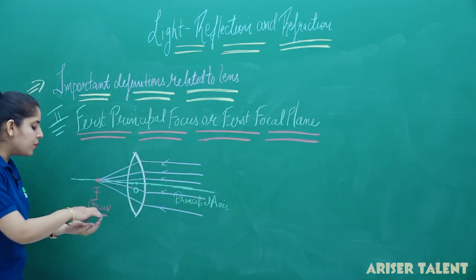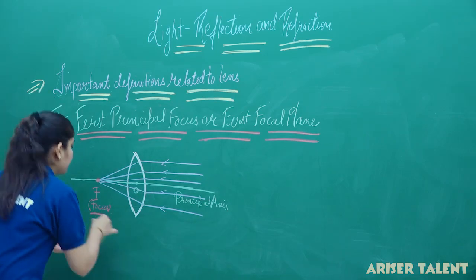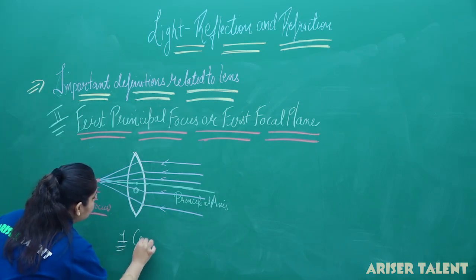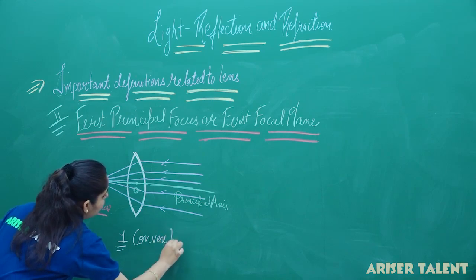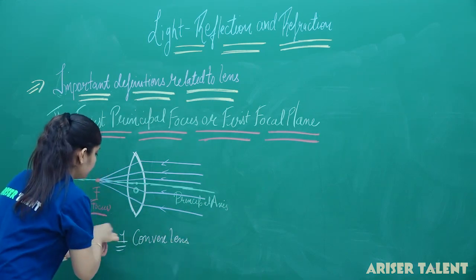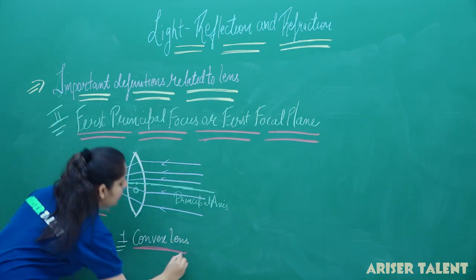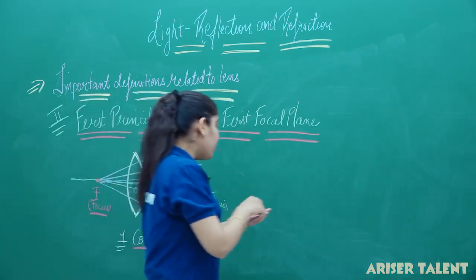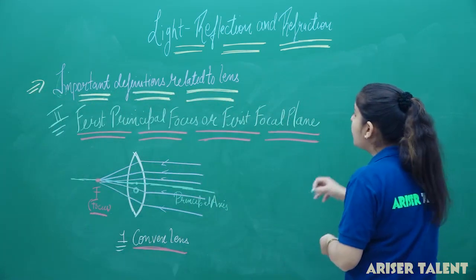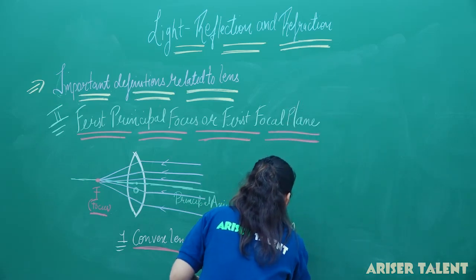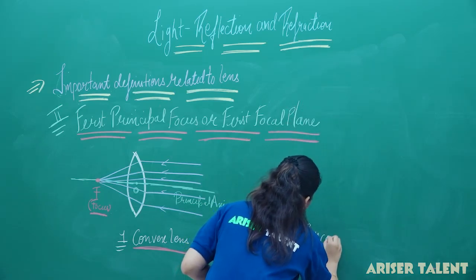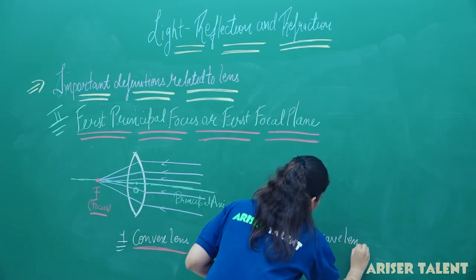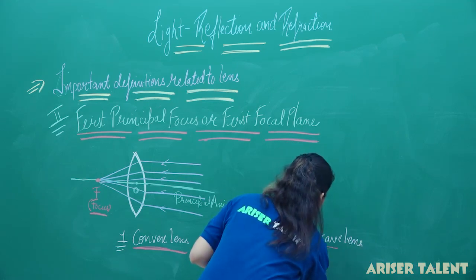So this is the case of the convex lens we have seen. So the first part is about the convex lens. Now let's see what will happen in case of a concave lens. So the second thing is about the concave lens.